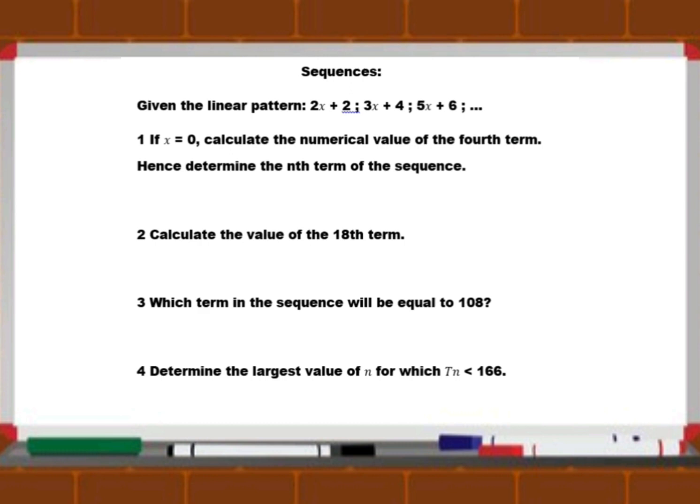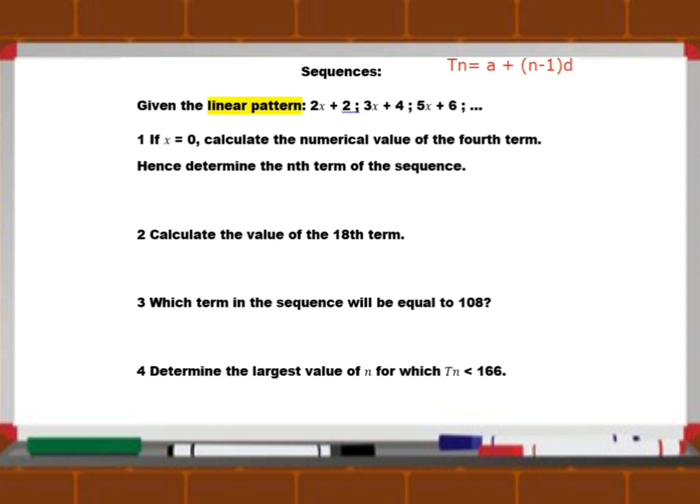So in today's video, we're going to be doing a part 2 on exam type questions for sequences. So without wasting any more time, let's get straight into it. We can tell that we are given a linear pattern. Linear pattern meaning it's an arithmetic sequence. We're going to use the formula. Let me just type it out right now.